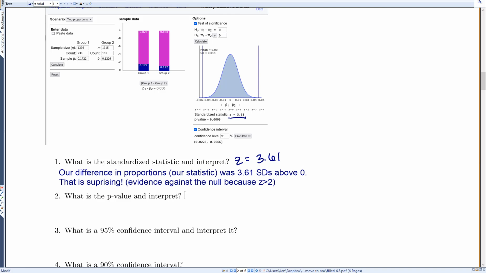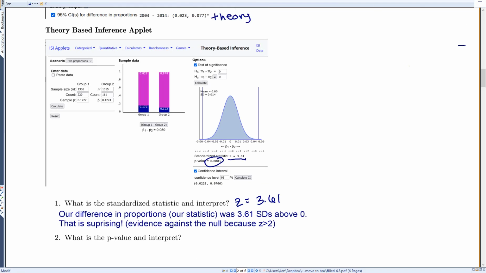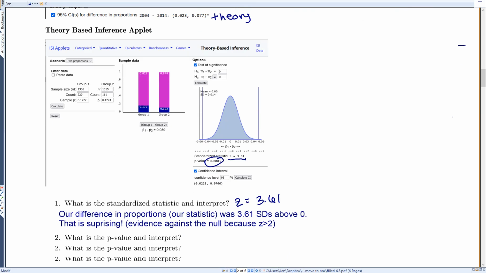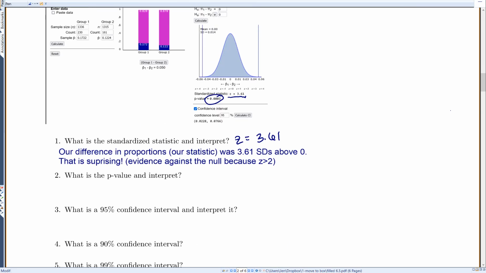Well, now what is our p-value and interpret? So we just come back up and look here. My p-value is 0.0003, or here you can see your p-value right there, 0.003. Notice it did line up exactly with my simulated approach. That's just a coincidence. Usually they're not exactly the same. So my p-value is 0.0003.